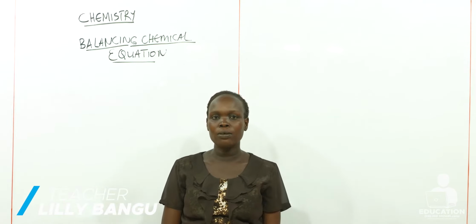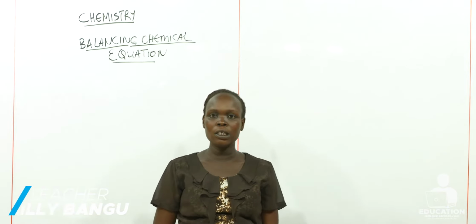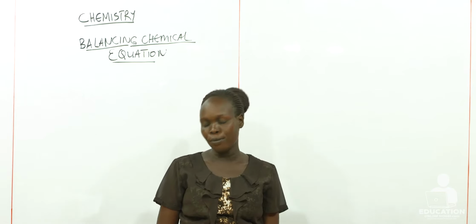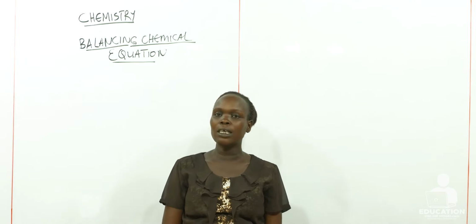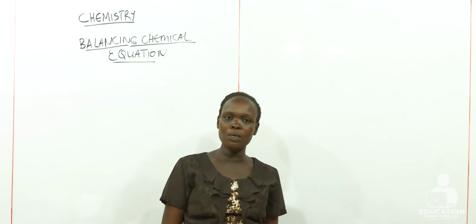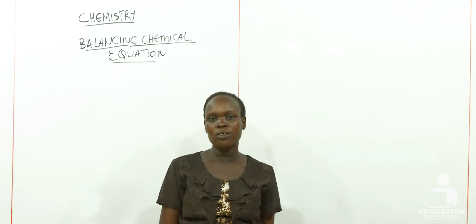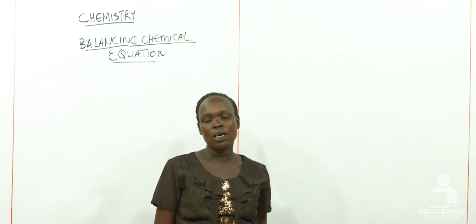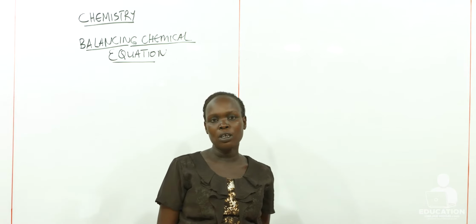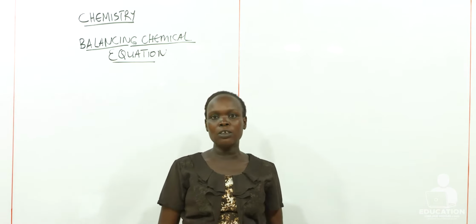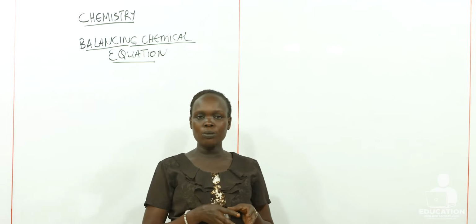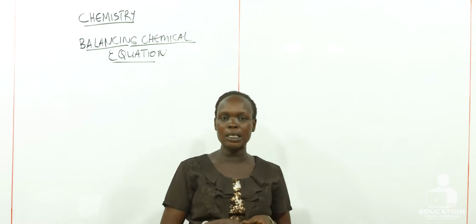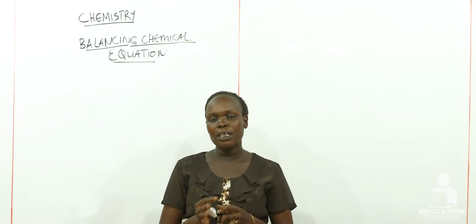I'm teacher Lily, going to teach chemistry, and our topic is balancing chemical equations, and it is for senior 3 and 4. So if you see that there is balancing of chemical equations, it means what comes into your mind is to have an equal number or equal amount of substances reacting in the chemical reaction. So it means that you will have the balanced chemical atoms or ions or molecules on the right hand side to be the same as the ones on the left hand side.